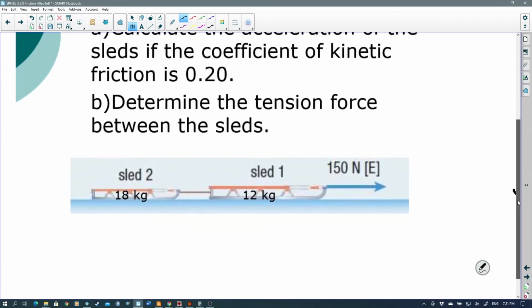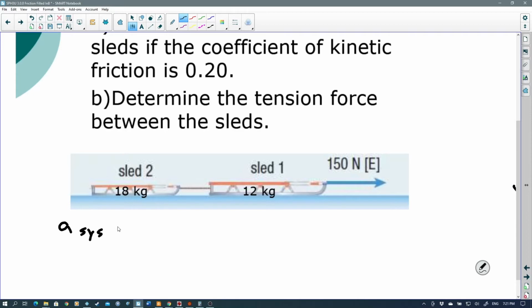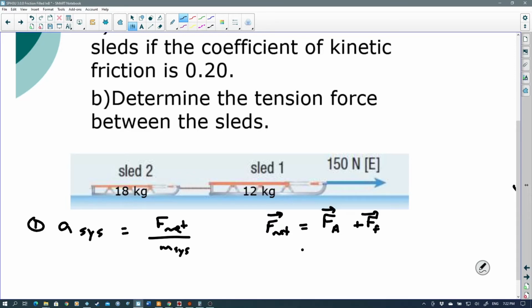So what we can do here, as we've done, is we're going to find the acceleration of the system as our first step. And because both of the sleds are tied together, we can do this. The acceleration of the system is going to be equal to the net force on the system divided by the mass of the system. Well, there are two forces acting on this system. There's the actual applied force of 150 newtons, and there's the force of friction. So we're going to write here net force is equal to the applied force plus the force of friction. The applied force is given to us, but the force of friction, oops, that's supposed to be a plus sign there, sorry about that, is given by mu times Fn, once again.